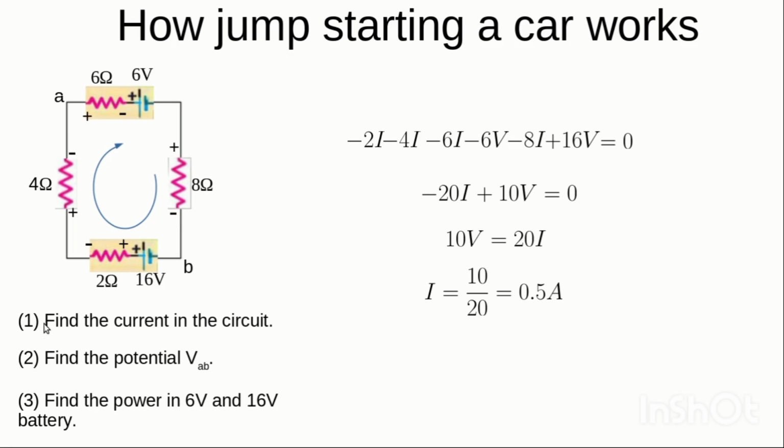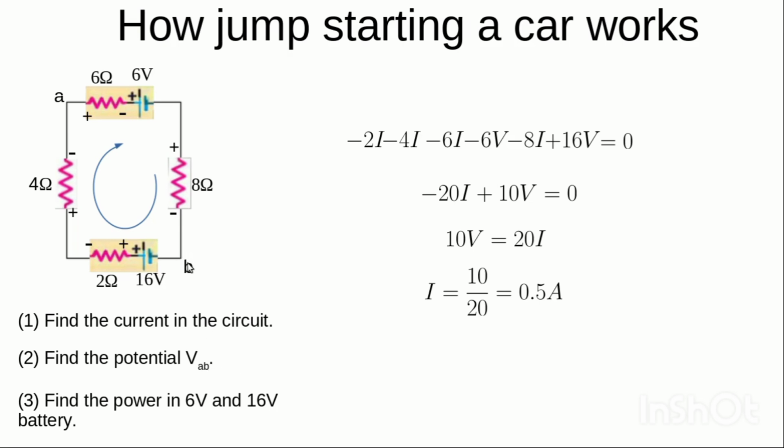Then we go to the next question, which is find the potential VAB. To find the potential VAB in this circuit, we must move from point B to point A. What that means is that we need to sum all the voltages you meet on the way when you move from point B to point A. There are two paths you can take to move from point B to point A. You can follow these paths, and you can also follow these paths. So let's follow this first path and see what the potential difference AB will look like.